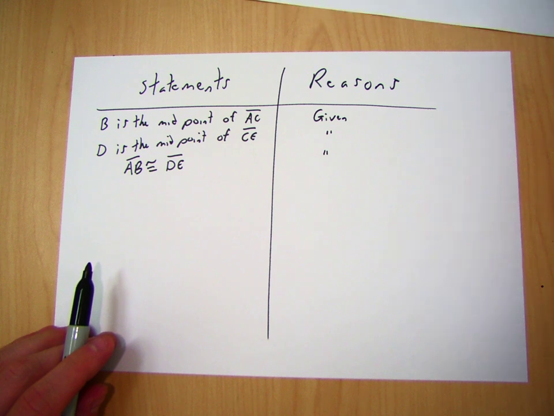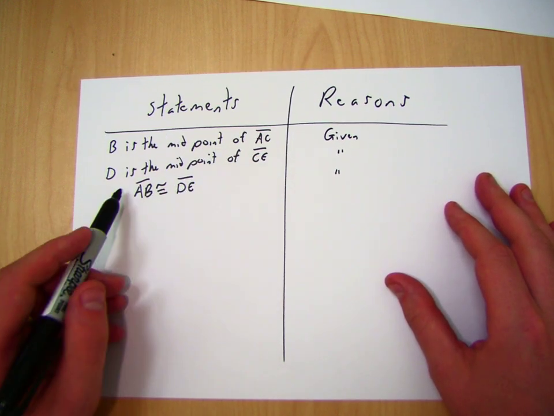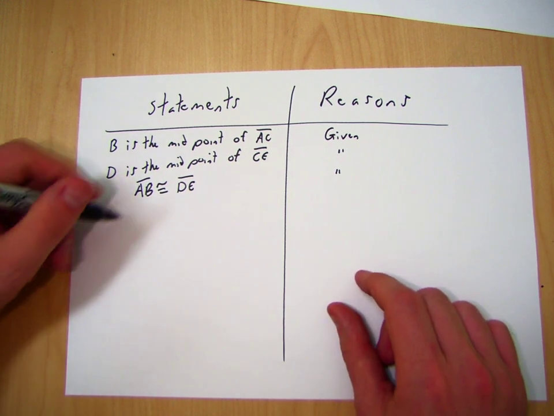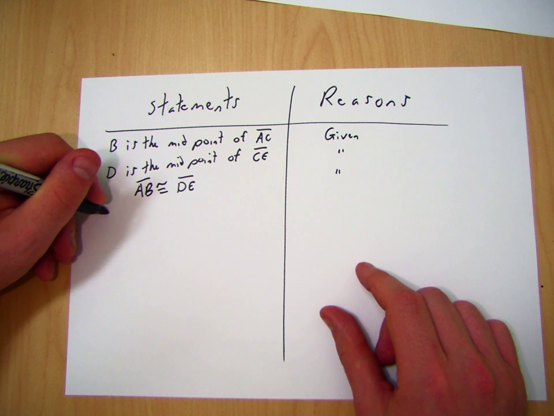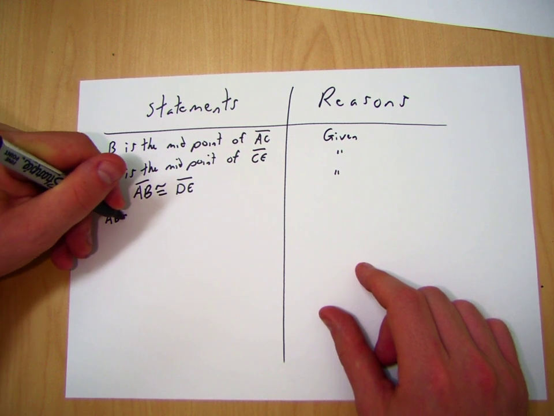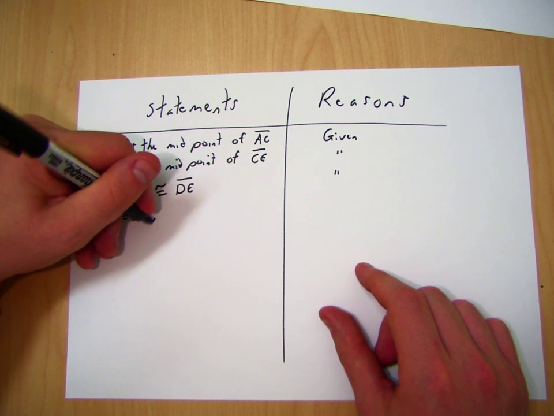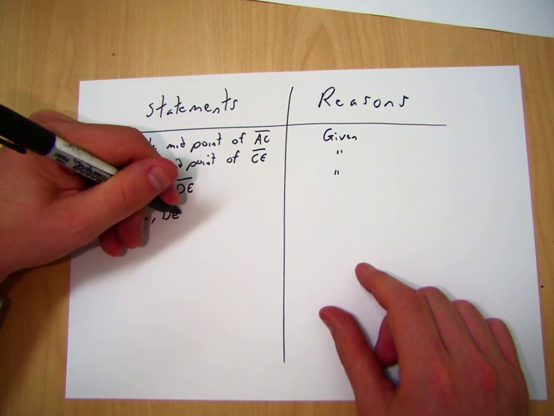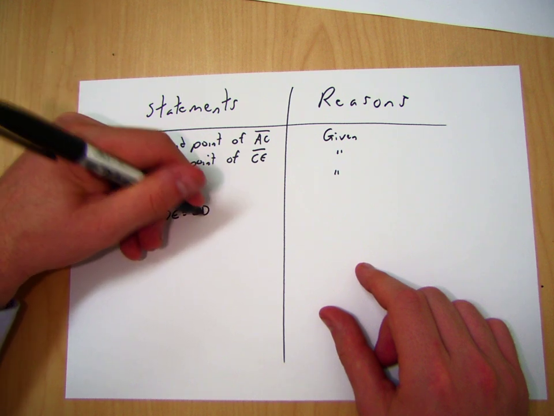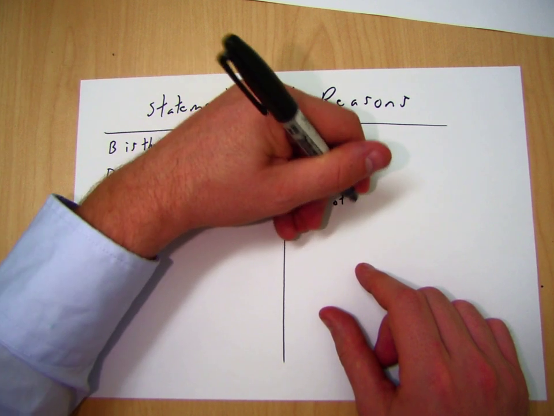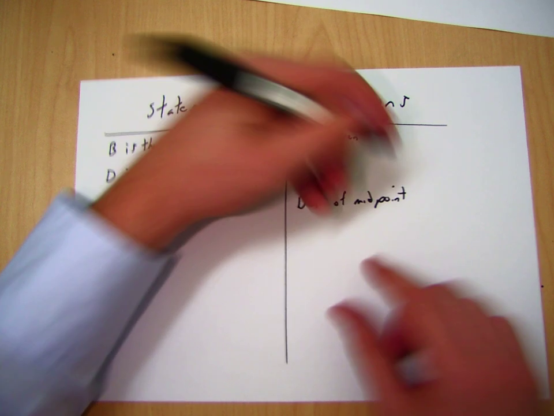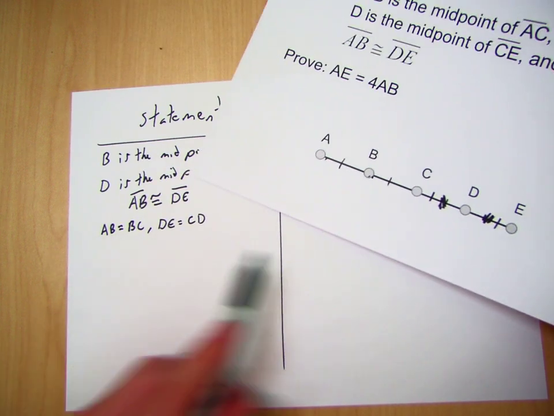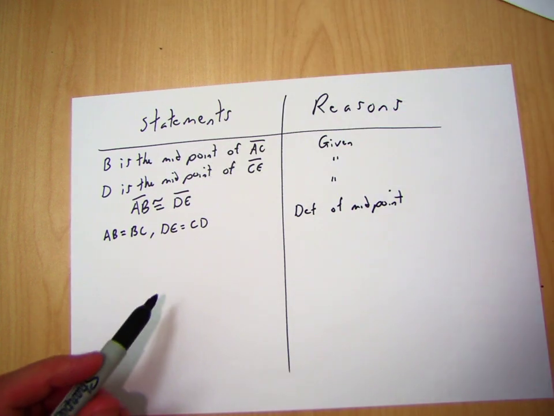I'm going to show you the reasons here. They gave me that it's a midpoint, another midpoint, and these are congruent. Let's do the automatics that come with this. The first one here is that AB is equal to BC. And similarly, DE is equal to CD. And this is the definition of midpoint. In other words, because this is the midpoint, AB and BC are equal, and DE and CD are equal as well.